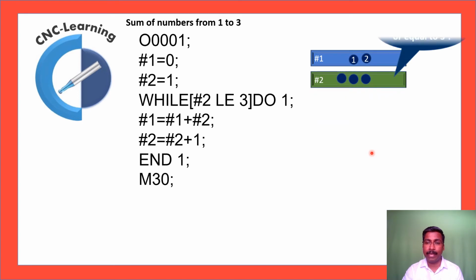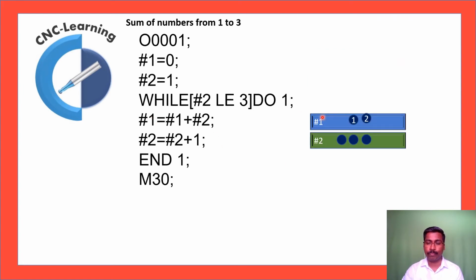Going back and evaluating again: is hash 2 less than or equal to 3? It is now not less than but equal to 3. So still this statement is true. So again it is doing the loop. Now hash 1 is incremented by the old value of hash 2, which is 3. And now hash 2 is getting incremented by 1. So this becomes 4. So now hash 1 has become 1 plus 2 plus 3 and hash 2 has become 4.